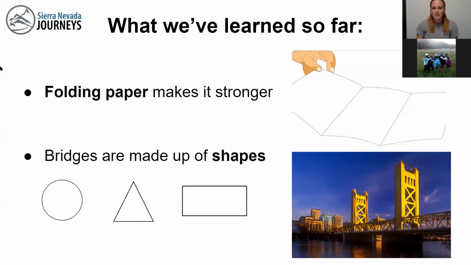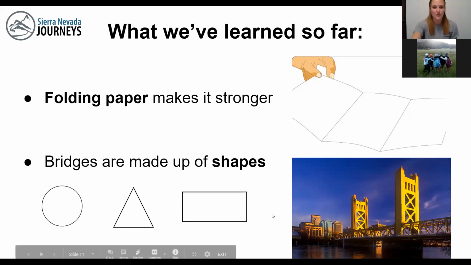Last time we were together, we learned some things about building and creating that are going to help us out today. What we learned so far is that folding paper makes it stronger. Who remembers why folding paper makes it stronger? If you remember how that helps make paper stronger, go ahead and type it in the chat box. Why does folding paper make it stronger? There are more layers, that's right. It's thicker, it doubles it up, and it adds more layers. So today we're going to use that knowledge to start creating our bridges.